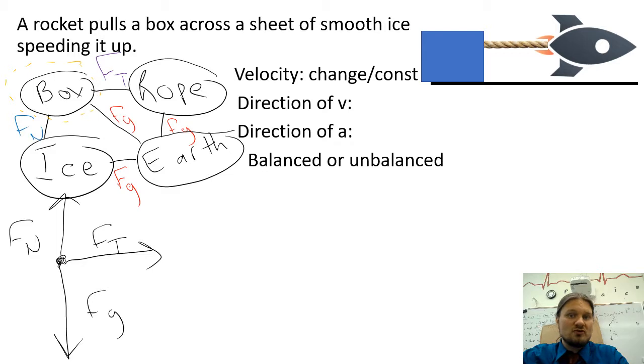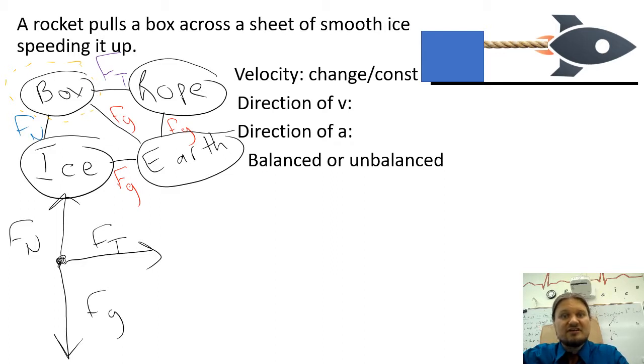If you're not sure how to do those yet, go ahead and check out my other video on the topic. I'll link to it up here. So we've got this rocket pulling on a rope, pulling on a box, and it's speeding it up. Before we move on to the vector addition diagram, we need to look at all of this stuff over here on the right.